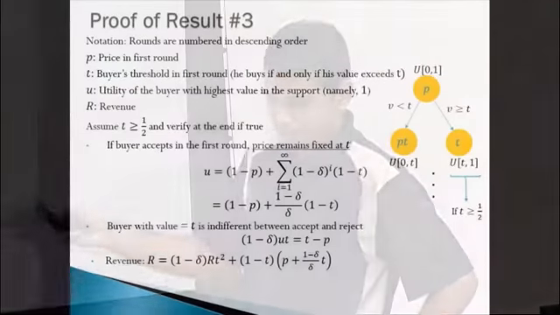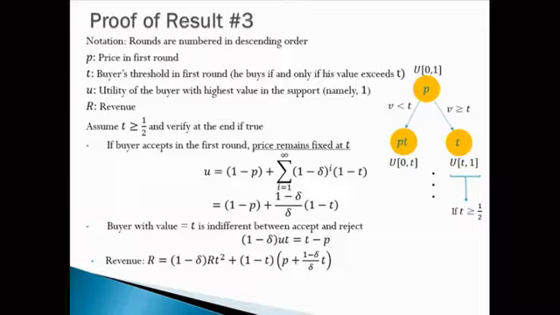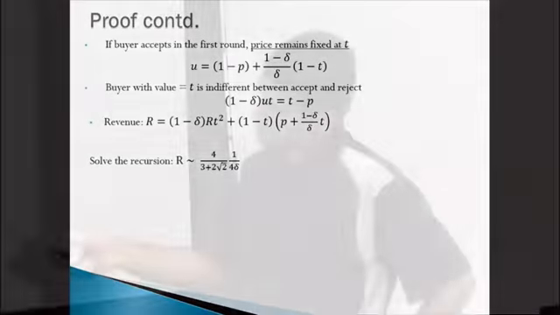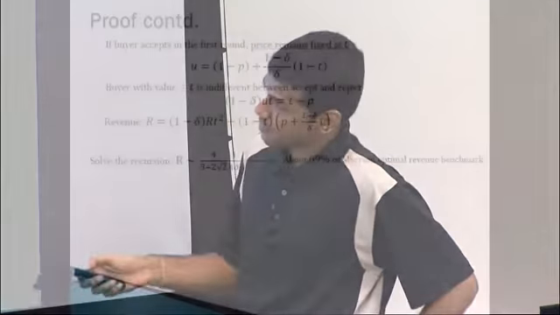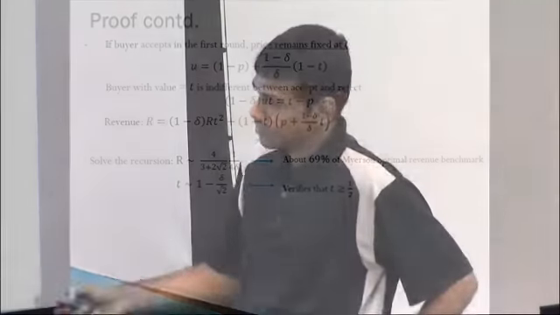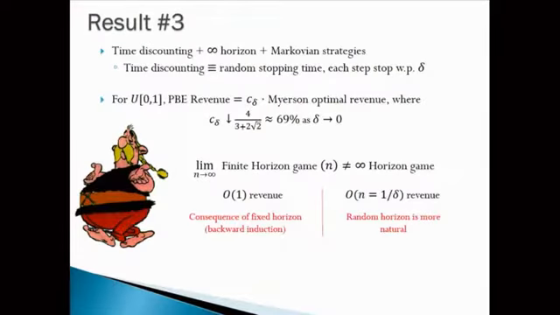Then the revenue expression can be written. So you solve this. As delta goes to 0, you take the asymptotics, and you get exactly 0.69, 69% of the Myerson optimal revenue benchmark. As delta goes to 0, T is approximately this, which also verifies what we assumed, that T should be at least a half. So that's basically the summary for this infinite horizon game.